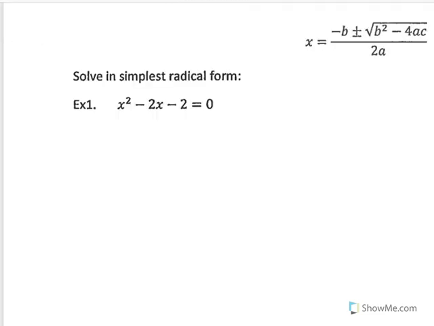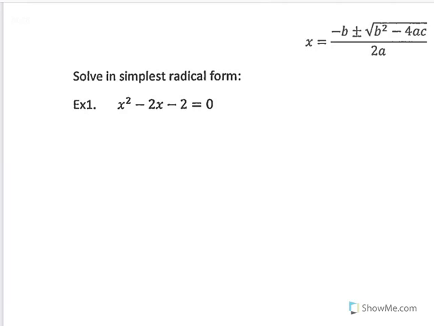Okay, so the first example that we're going to do says solve in simplest radical form. And we just learned that recently as well, but we'll get to that at the end. So our equation is x squared minus 2x minus 2 equals 0. Now, it has to be set equal to 0 before we can do anything. Just like when we factored, that's what we had to do first.